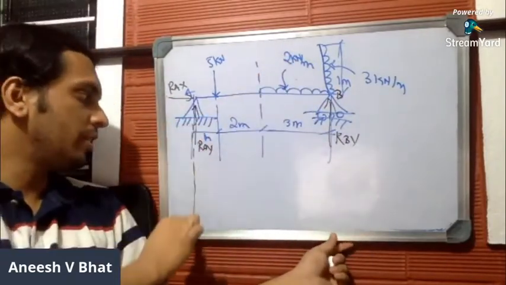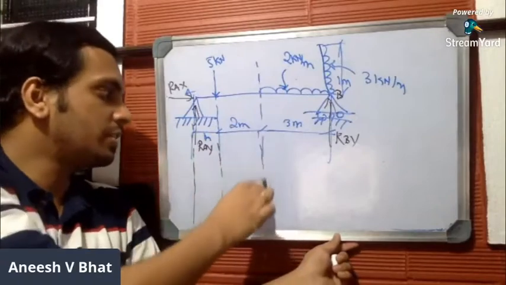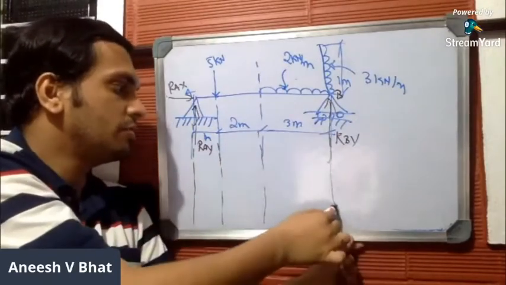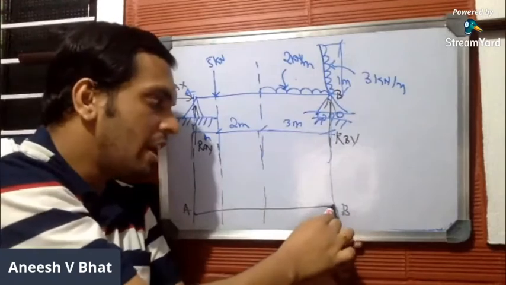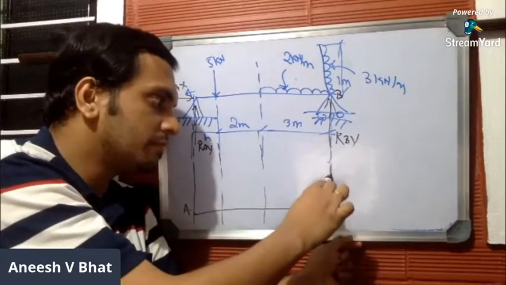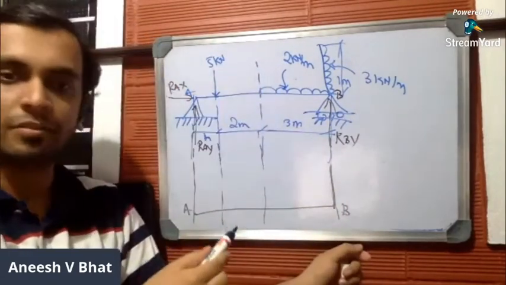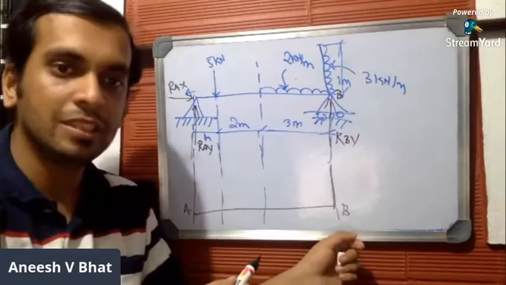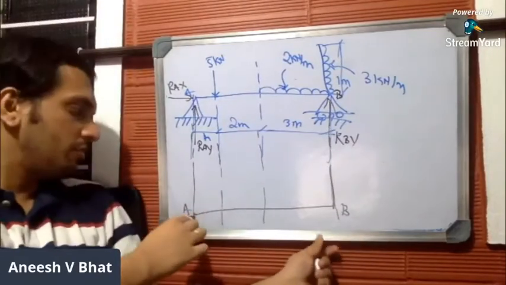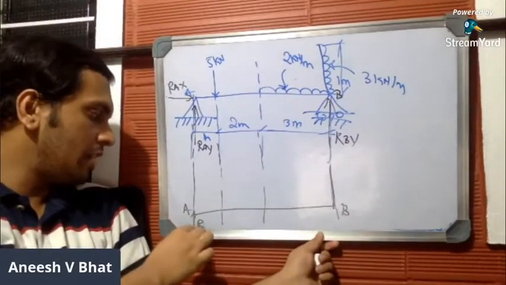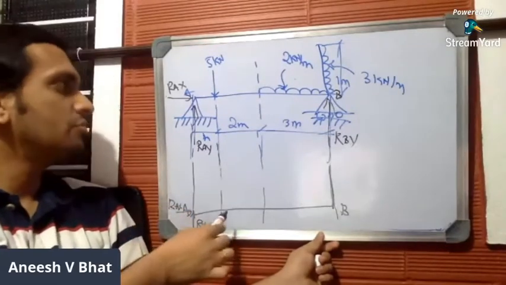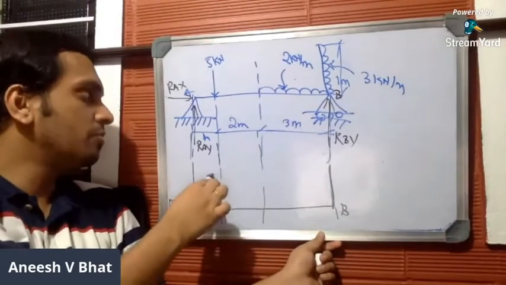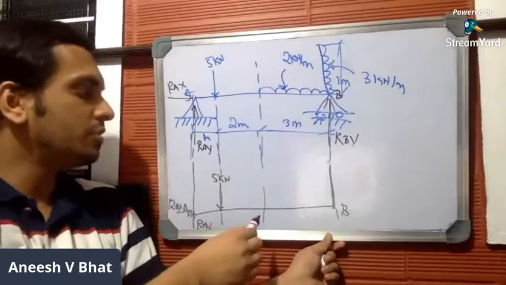Now let us draw the point load diagram because you have UDL. To draw it, you have to extend the same lines. This is point A, this is point B, and you have an extra vertical member here. Now let us start marking all the forces. About A, you have two forces, RAY and RAX. Here you have a 5 kilonewton force which acts vertically downwards.